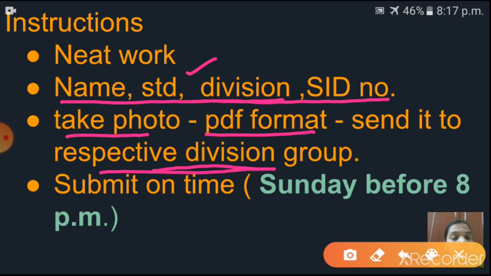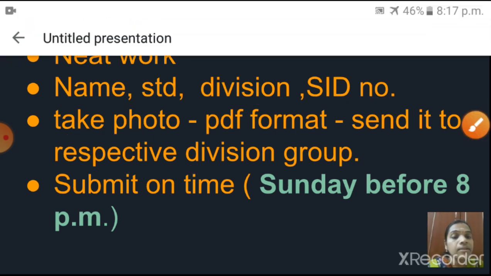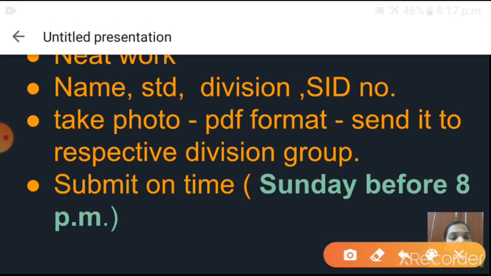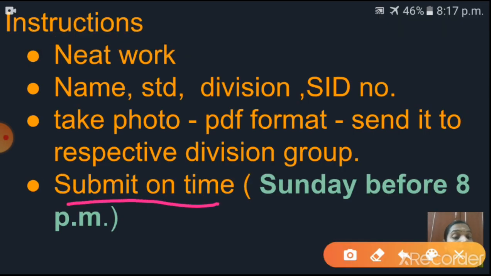When you have to send, you have to submit on time. The submission deadline is Sunday before 8 p.m. Okay children, you have a lot of time. Today is Thursday, then Friday, Saturday, 2 days are there, isn't it children? And Sunday before 8 p.m. you have to send it. I think for this formative it will hardly take 45 minutes to 1 hour. So children, can you do? Yes, very good. If you are submitting late, you will not get any marks. Got it? Shall we go to next now?